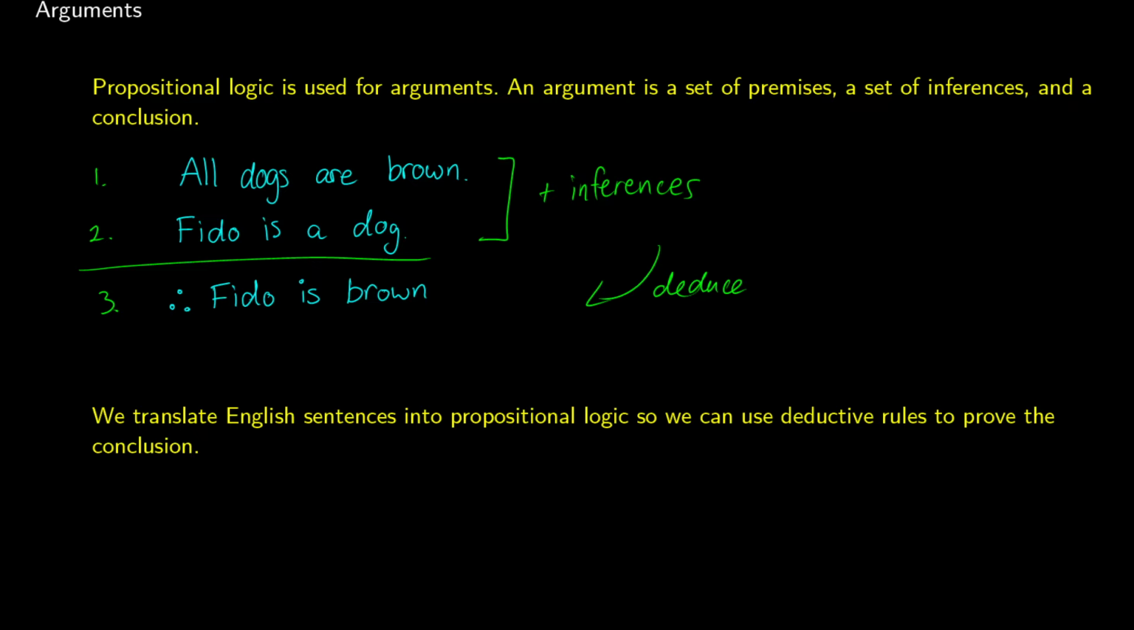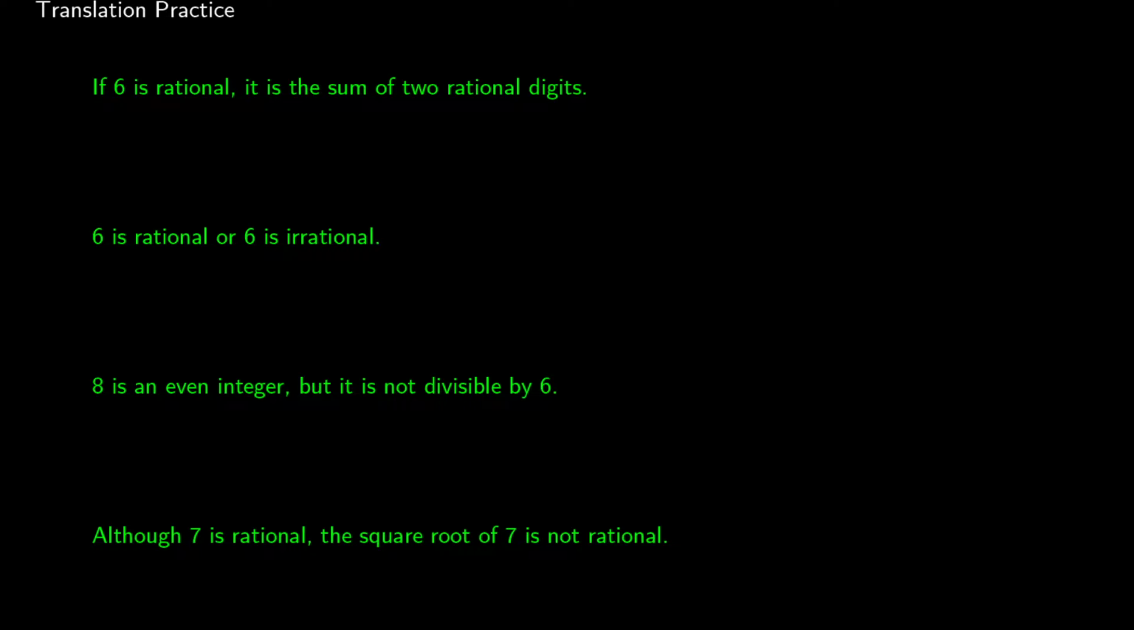So this is more of an argument for quantificational logic than propositional logic, but let's take a look at what that looks like. So the first thing is going to be just practicing translating into logic. If you can't do the translation, you're not going to be able to do any of the actual deductions with it. So if 6 is rational, it is the sum of two rational numbers. So we could say 6 is rational is maybe R. We'll call that proposition R. And it is the sum of two rational numbers. That could be, say, S for sum.